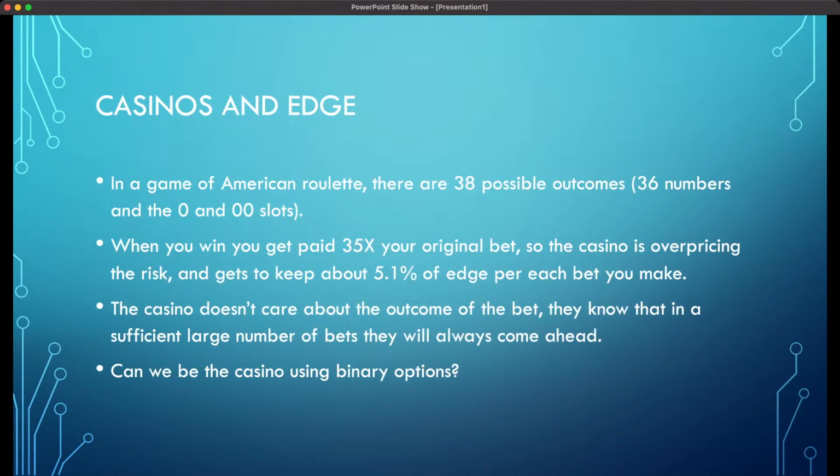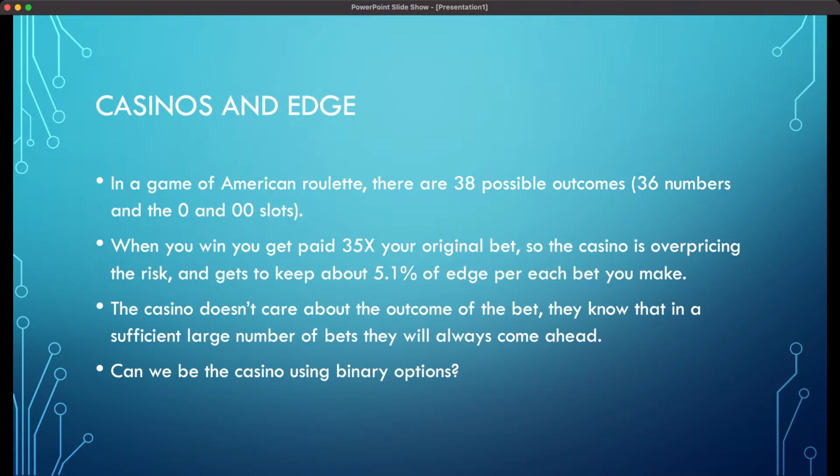Okay, so let's keep that in mind and go back to the casino. How the casino makes money. And I'm going to pick American Roulette, which is a game that most people should be familiar with. American Roulette has 38 possible outcomes. 36 of them are numbers, and then you have the 0 and the double 0. For those of you that live in Europe, you know that Europeans only have the 0. Americans are horrible, though. They added the extra, the double 0. But that's not the issue.